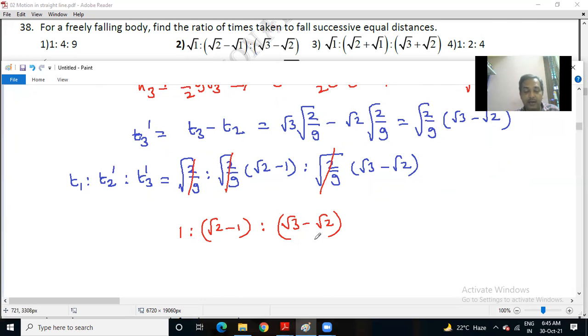This is a previous IIT question long back. In my next video, I'll continue with a few numericals for a freely falling body and a body thrown vertically upwards.